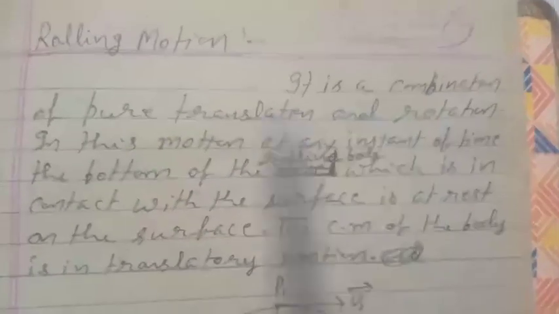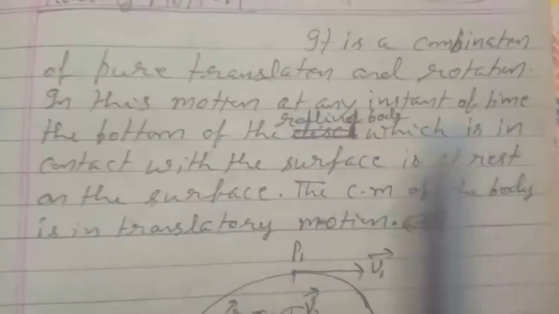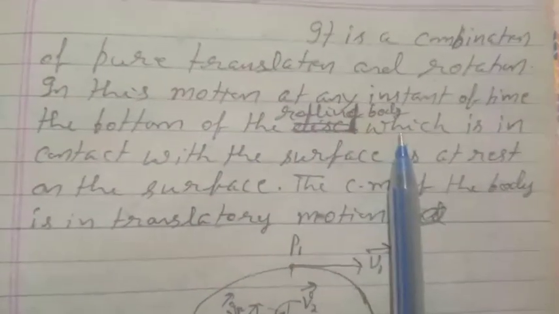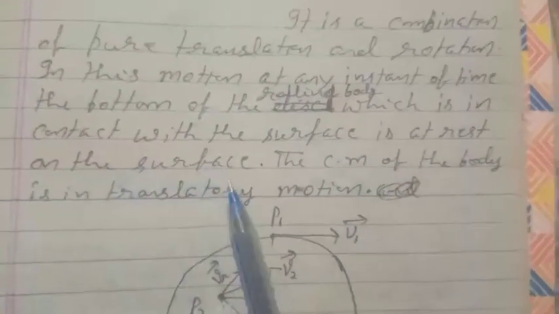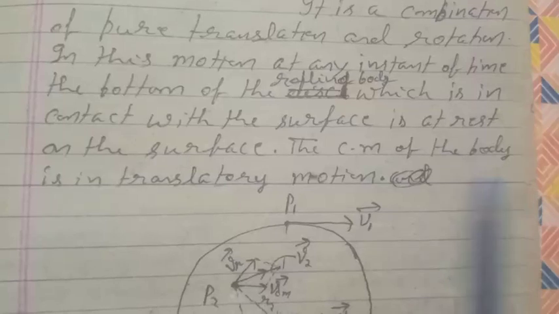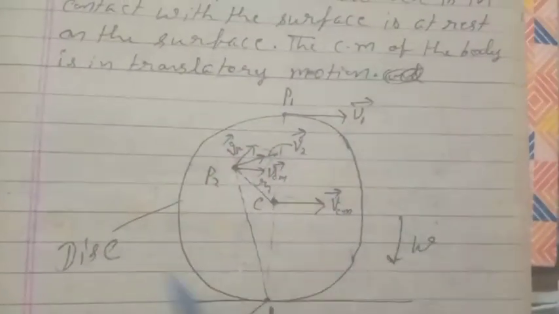Rolling motion is a combination of pure translation and rotation. In this motion, at any instant of time, the bottom of the rolling body, which is in contact with the surface, is at rest on the surface. The center of mass of the body is in translatory motion. The situation is shown for a disk.